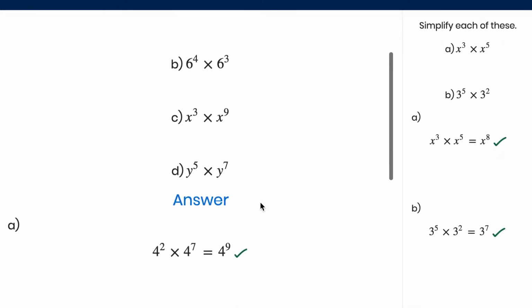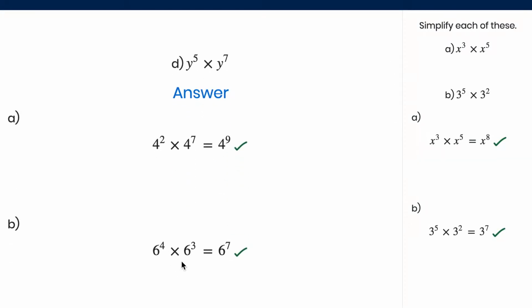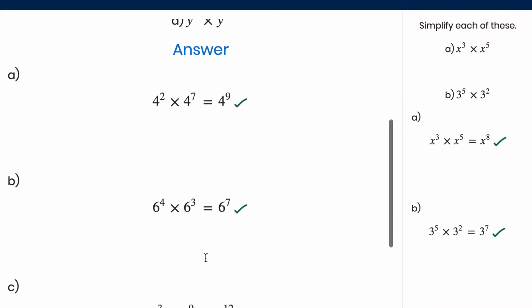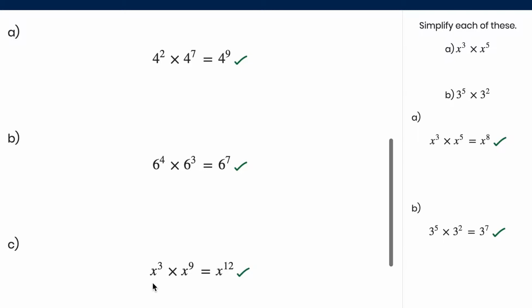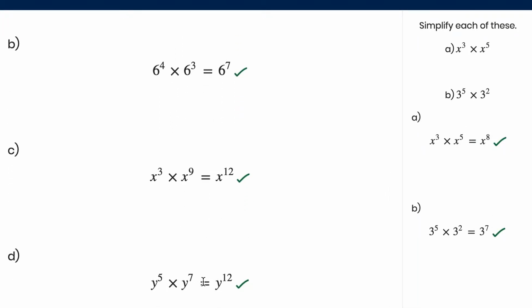Nice and easy, we just add the powers. So 4 to the 2 times 4 to the 7 is just 4 to the 9, because 2 plus 7 is 9. 6 to the power of 4 times 6 cubed is just 6 to the power of 7, because 4 plus 3 is 7. Same with letters, x to the power of 3 times x to the power of 9 is equal to x to the power of 12, because 3 plus 9 is 12. And finally, y to the power of 5 times y to the power of 7 is y to the power of 12.